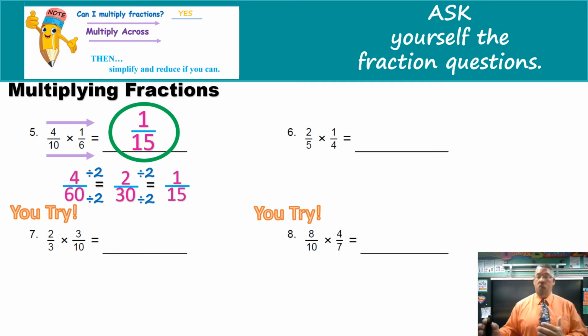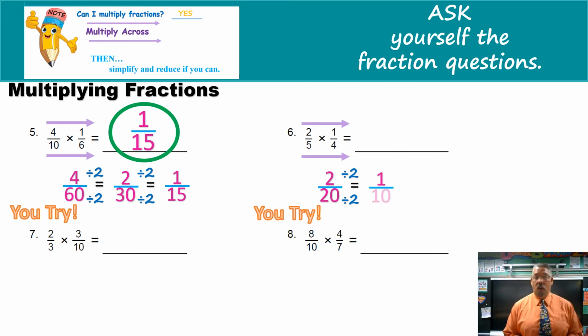So on number 6, we multiply across. My numerators, 2 times 1 is 2, and my denominators, 5 times 4 is 20. Once again, even numbers, so I have to reduce. When I simplify, going down to my simplest form, if I can do it in one step, I will, and if I can't, then I do it in multiple steps, and that's okay. In this one, I just have to do it in one step because 2 is as low as I can go. 2 will go into 2 one time, and 2 will go into 20 10 times. So my final answer is 1/10.